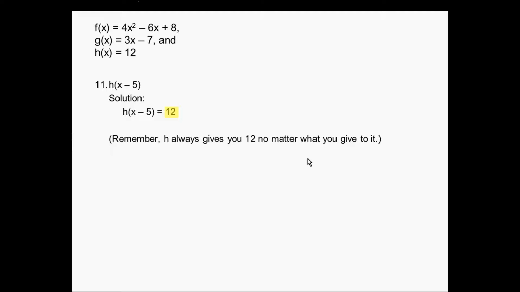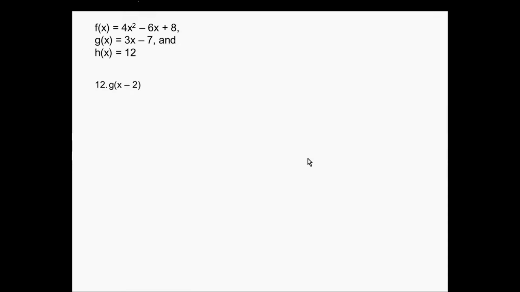Let's try something like that with either f or g. I'm going to do it with g first, since g is not quite as complicated. So I'm going to give a letter and a number to g. I've got g of x minus 2. So replace this x with x minus 2. Remember, that's what that means. Whatever's in parentheses replaces the x in the formula. So 3 times x minus 2 minus 7.